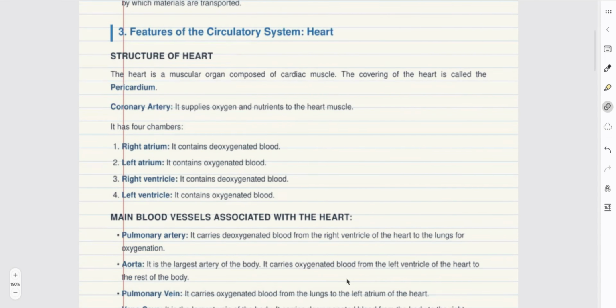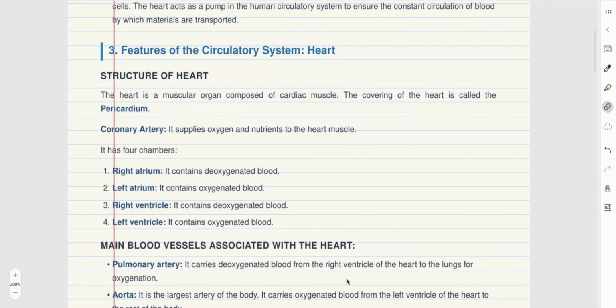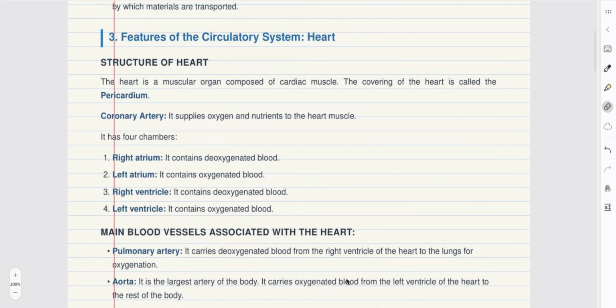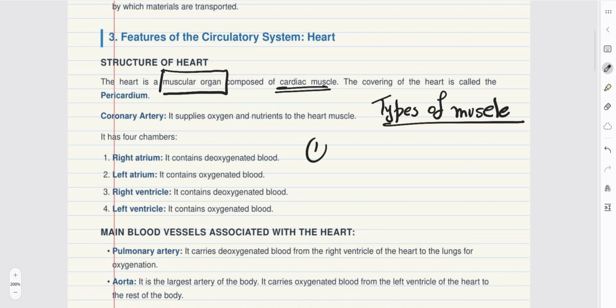First of all, we have to understand what the heart is. See, the heart is a muscular organ which is composed of cardiac muscle. Now, what do we mean by this? Remember that in general, there are three types of muscle. One is the skeletal muscle. The example of skeletal muscle would be your biceps and triceps. These are the frameworks of your body. It helps in movement.